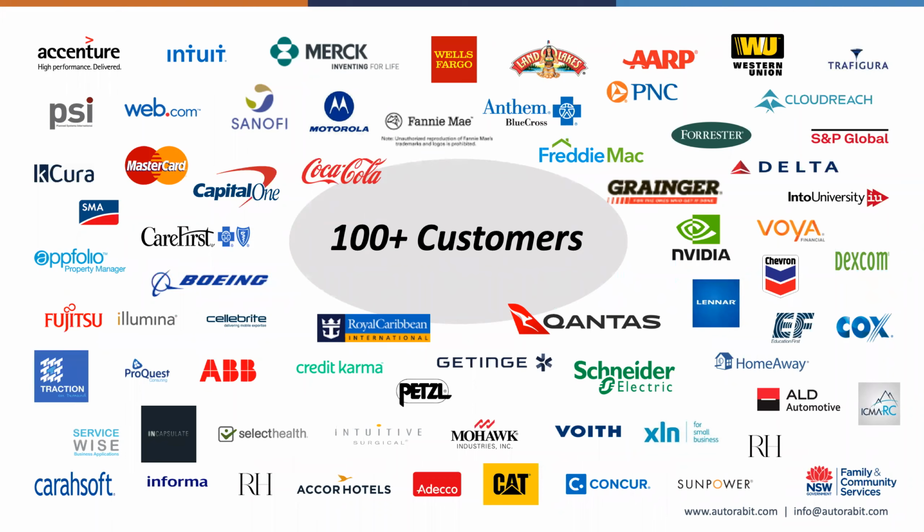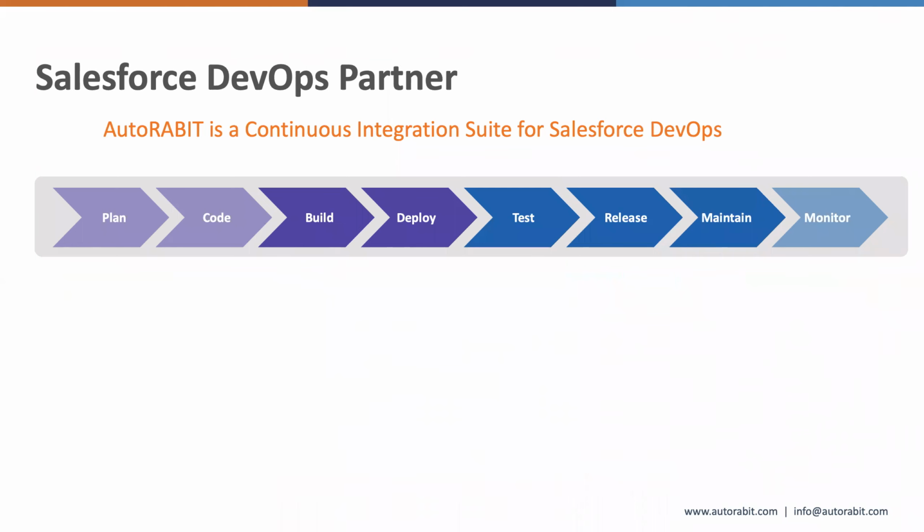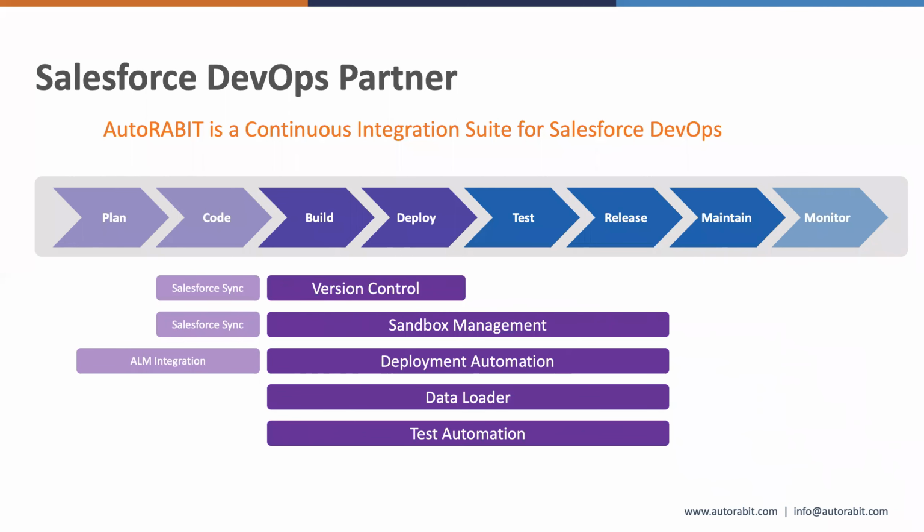Now, a little bit about our DevOps solutions. AutoRABIT is the only metadata-aware continuous integration suite for Salesforce DevOps. Our RABIT toolkit, which stands for Rapid Application Build, Install, Test, optimizes and simplifies DevOps processes, resulting in 10x faster deployments, fewer defects, and better overall compliance. Now, below you'll see our integrated solutions. These solutions work together to seamlessly automate the build, deploy, test, and release phases of your DevOps processes and integrate with over 100 other industry tools.